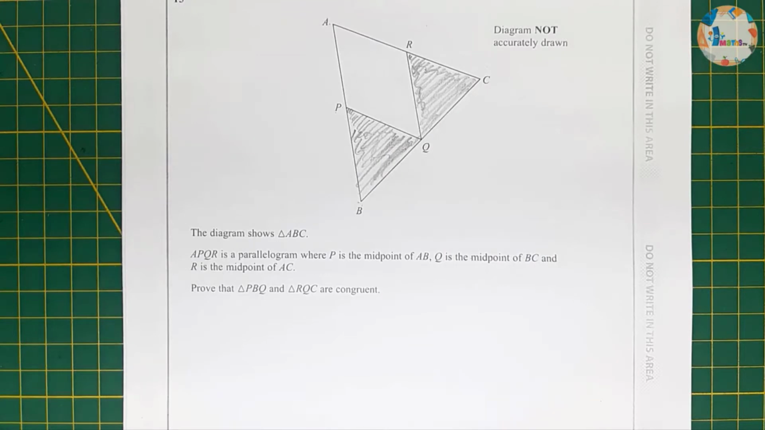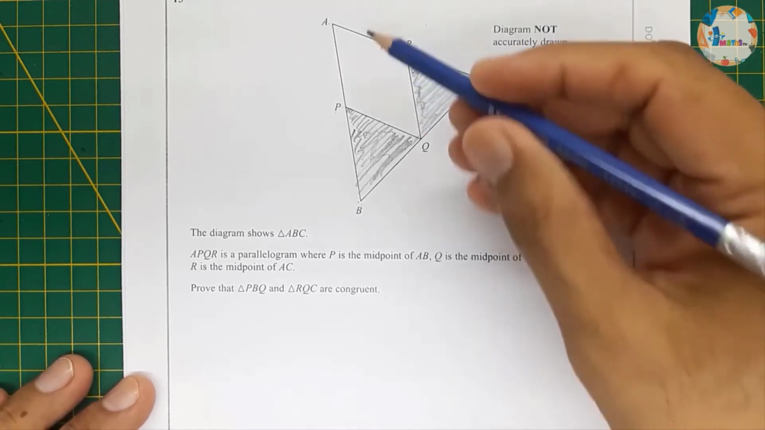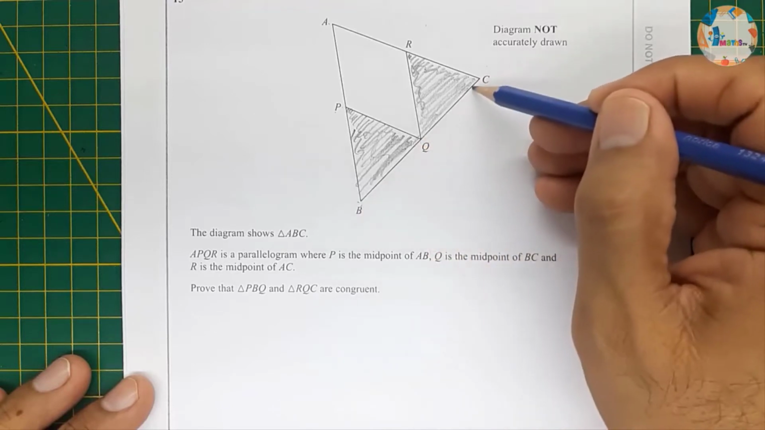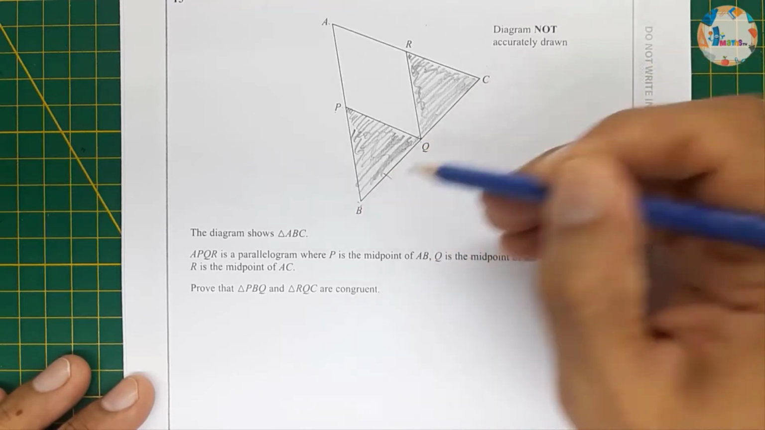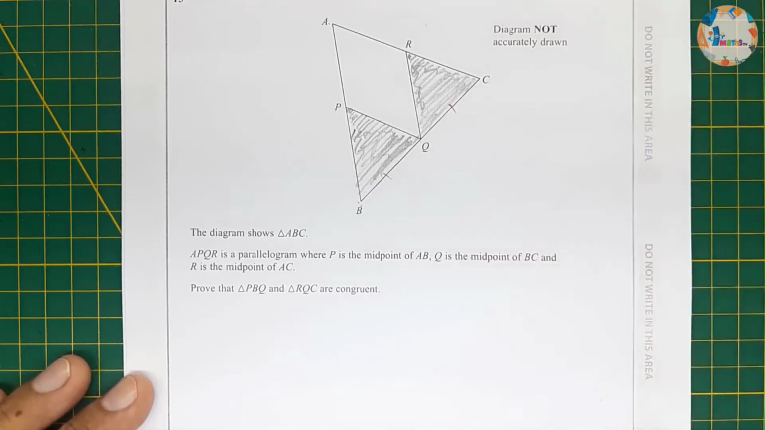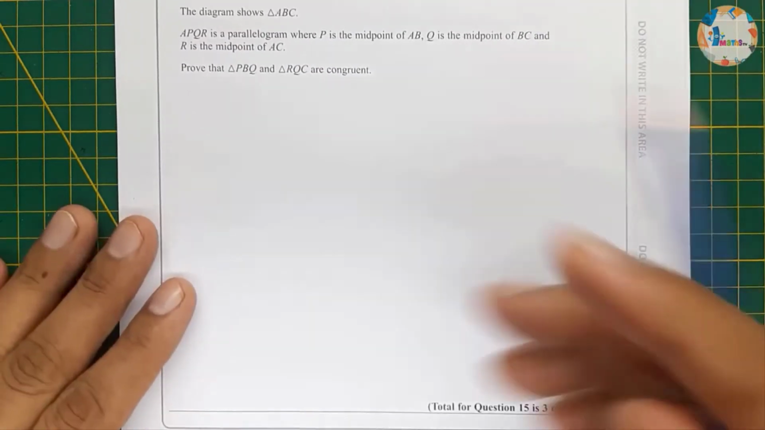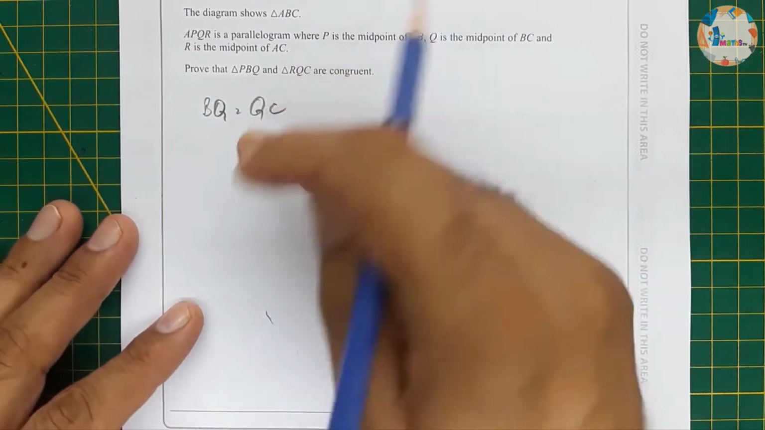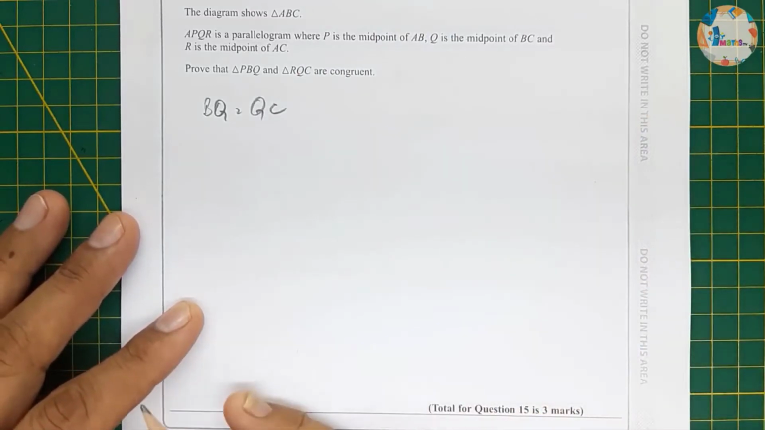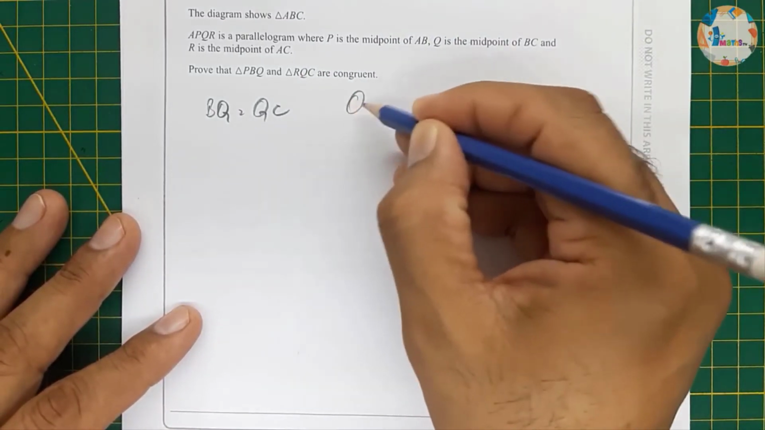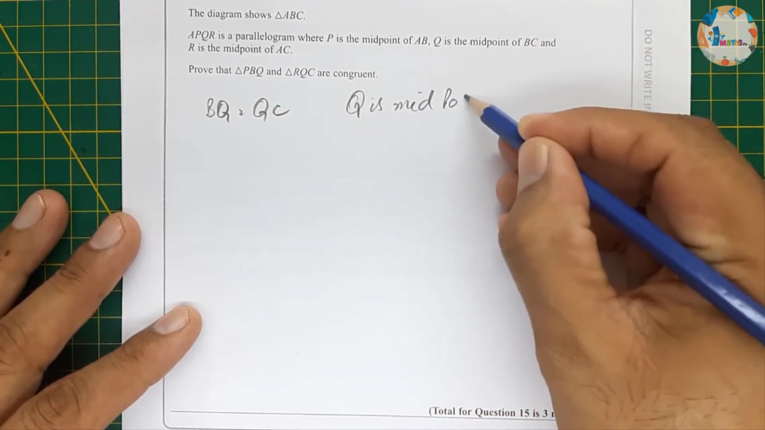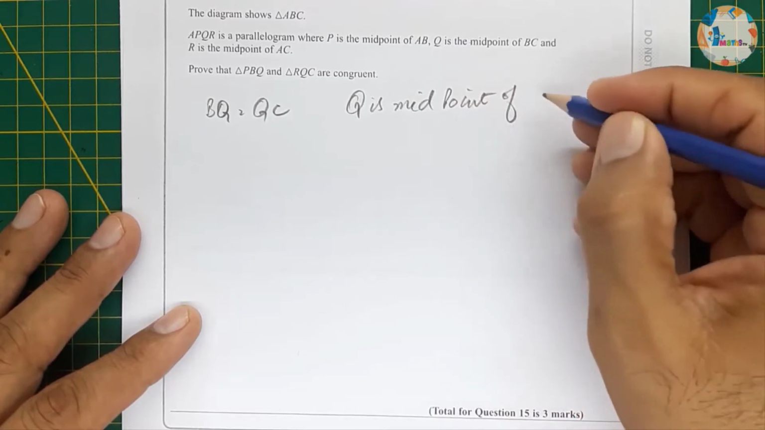To prove this, what we can do, we can consider this BQ is equal to QC, because Q is the midpoint. So we can write BQ is equal to QC. I will write proof over here. BQ is equal to QC, and the reason for this one is Q is the midpoint of BC.